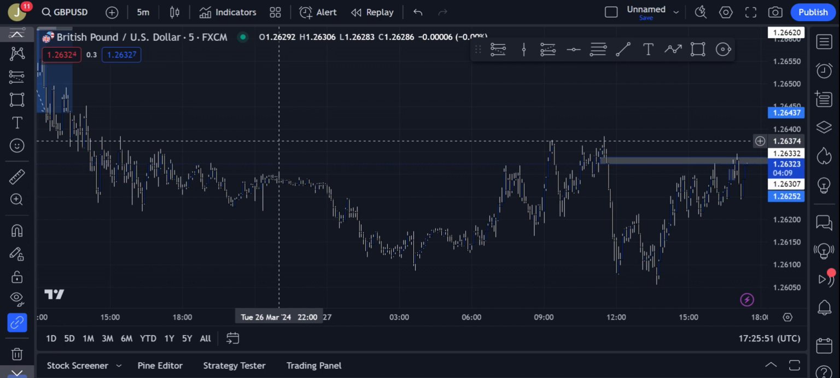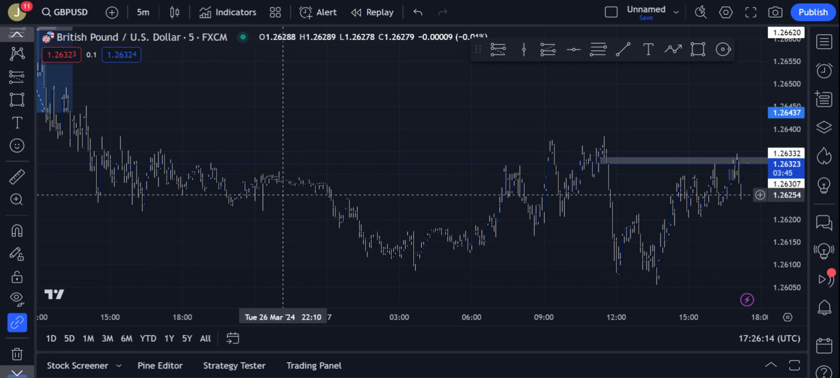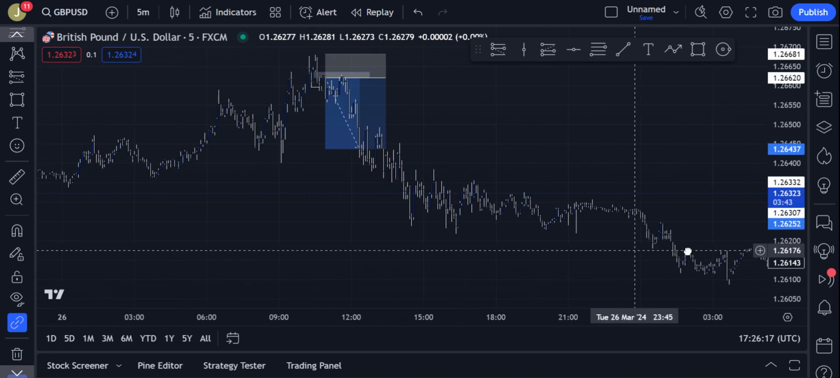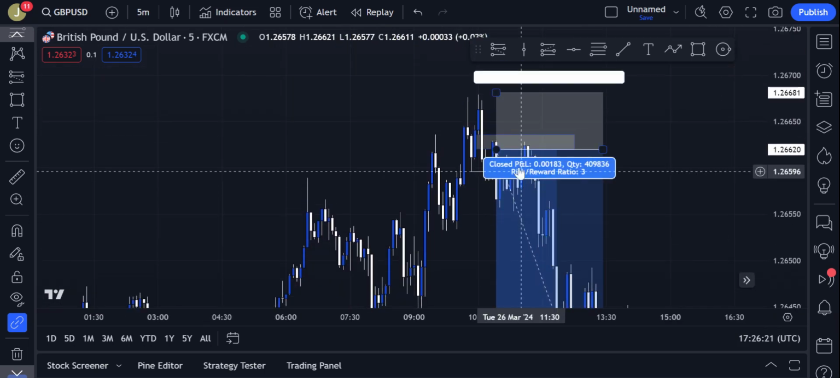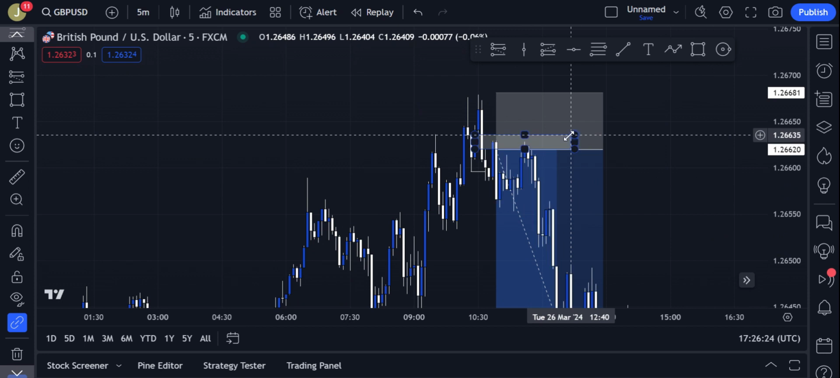If the price was going down and it did a market structure shift to the upside, look for the last three consecutive candles and find the fair value gap and trade from there. Long, buy. That's how it works. It's easy. So that's it guys. You can see that. I'll show you one more time. Yeah, that's it. This is the fair value gap.